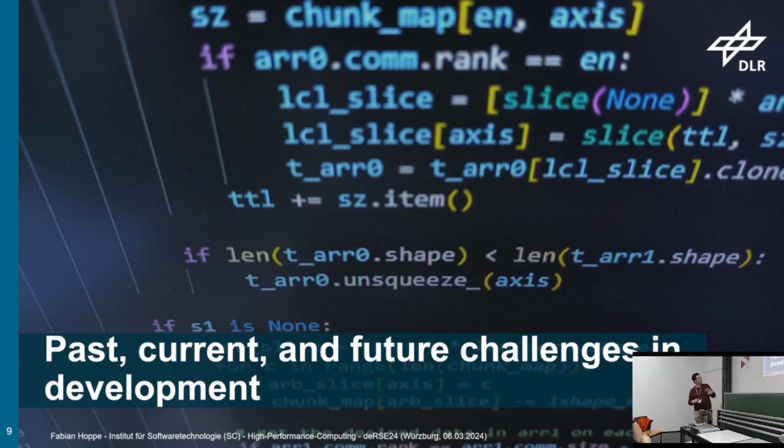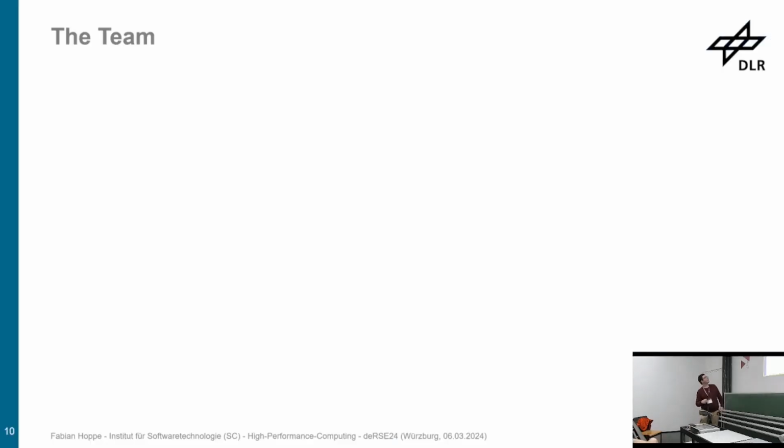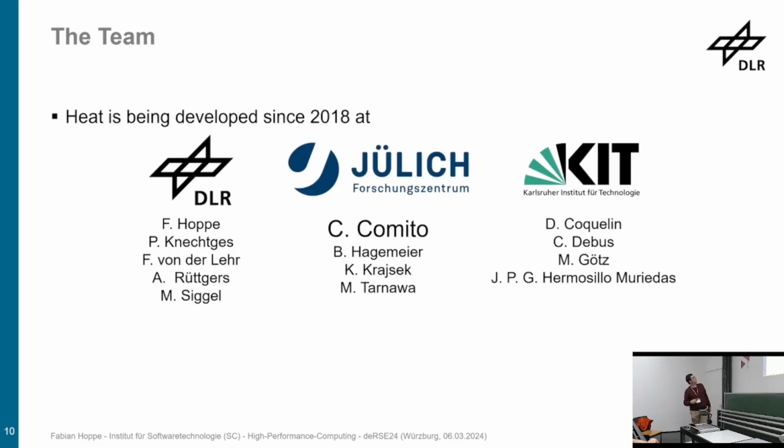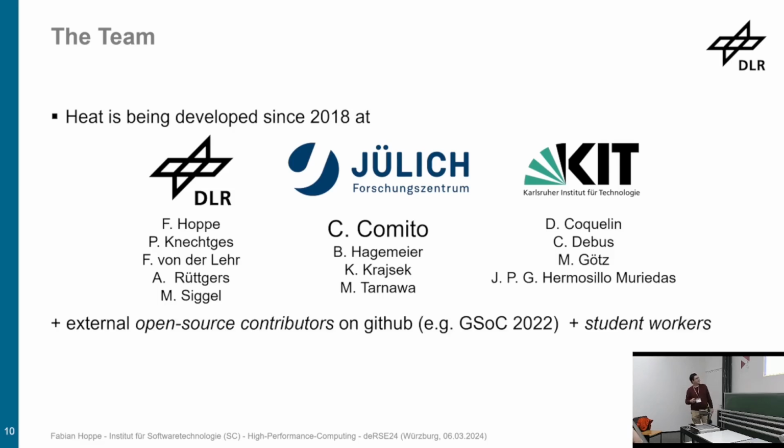Now, since this is a conference about software engineering, I would just like to address some challenges in the development. Let me start with an overview of the team. Heat is a cooperation of DLR, Forschungszentrum Jülich, and KIT. The head of the development team is Claudia, who is also in the audience. And of course, we also have student workers, and we have some external open source contributors on GitHub, mainly due to the Google Summer of Code 2 years ago.